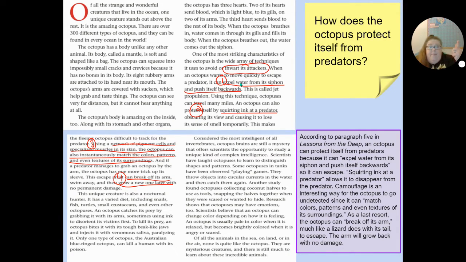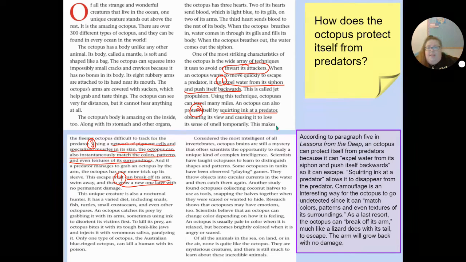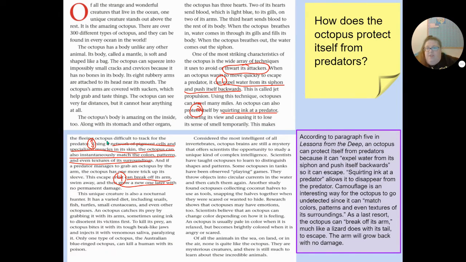So already I'm thinking about that big three question from yesterday. What did the author expect me to know? What do they not expect me to know? Okay. When an octopus wants to move quickly to escape a predator, it one can expel water from its siphon and push itself backwards. This is called jet propulsion. Using this technique, octopuses can travel many miles. An octopus can also protect itself, idea number 2, by squirting ink at a predator, obscuring its view and causing it to lose its sense of smell temporarily. This makes the fleeing octopus difficult to track for the predator.